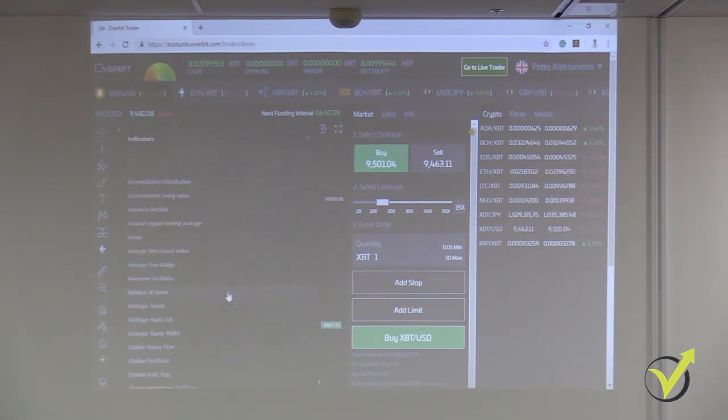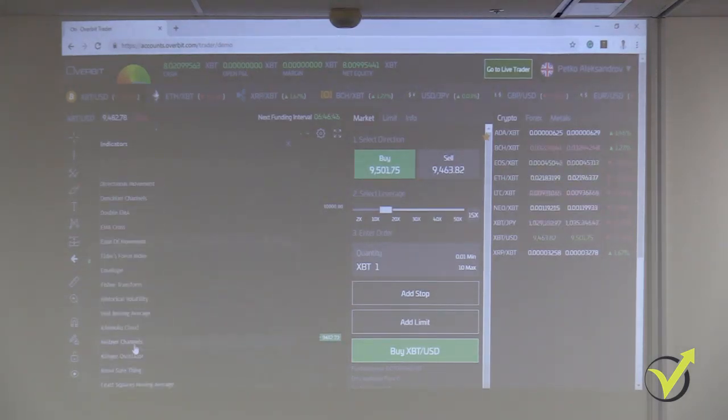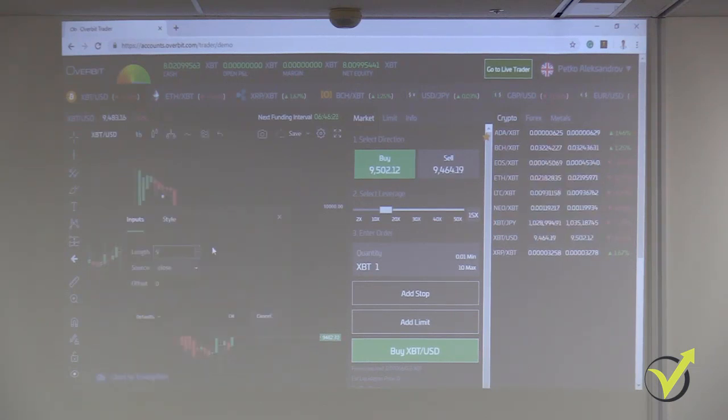Okay, so exponential moving average is simply a line on the chart. I will right click to format. And I will choose period 20. Okay, so this is how it looks. It's a line on the chart.